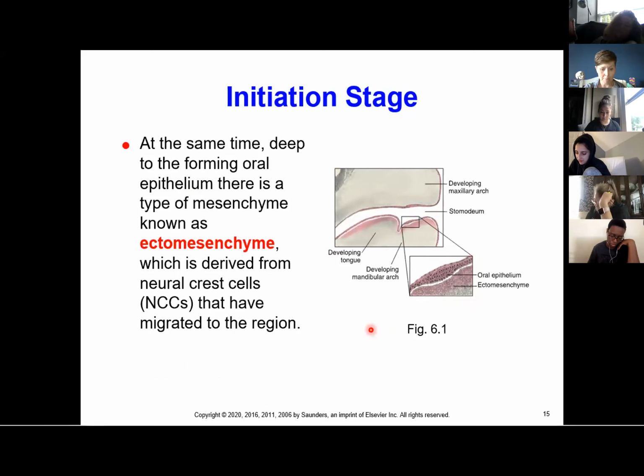At the same time, deep to the forming oral epithelium there's the ectomesenchyme, which is derived from the neural crest cells.